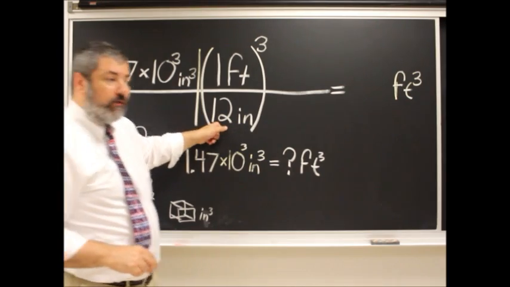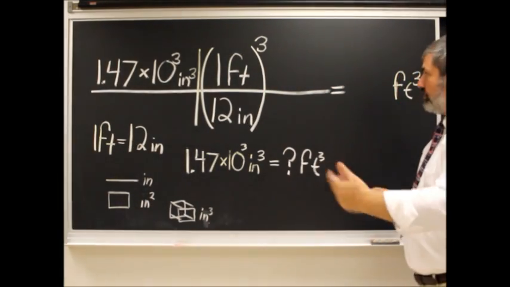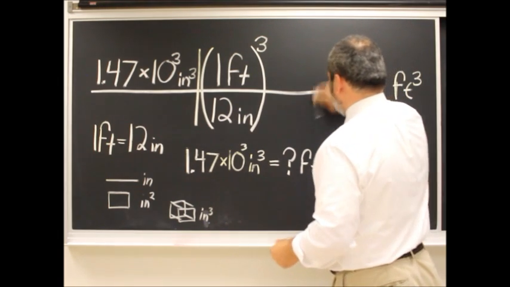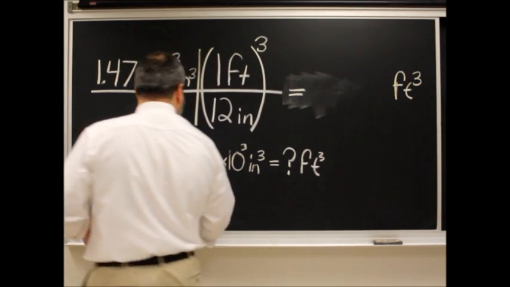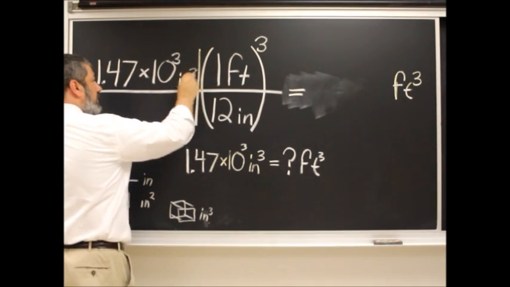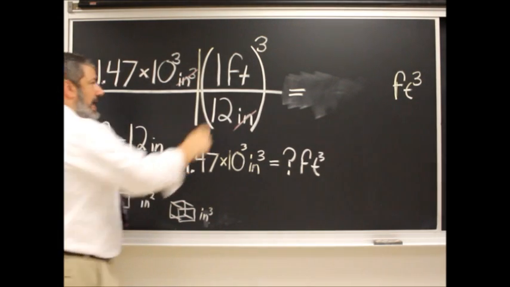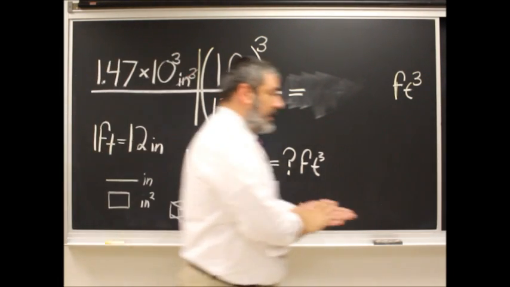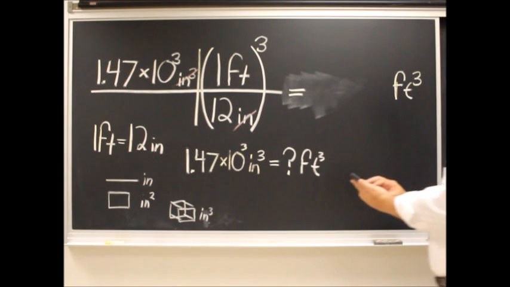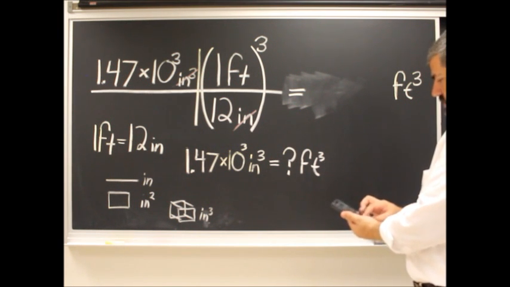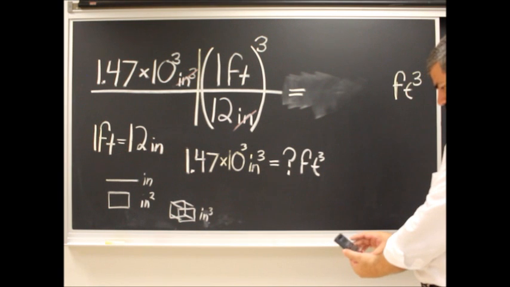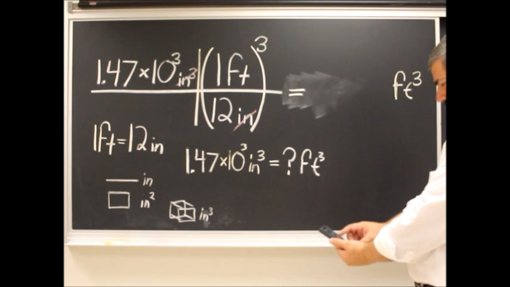So numerically the 12 is going to be 12 times 12 times 12, which is a big number that I don't know off the top of my head. I should. And cubic feet. So now I do have cubic inches that cancel, and I have cubic feet. So in your calculator, you're going to take 1.47 times 10 to the third and divide it by 12. Yeah, let's see if I can do this without making a mess out of it. Oops, sorry. Already too late for that.